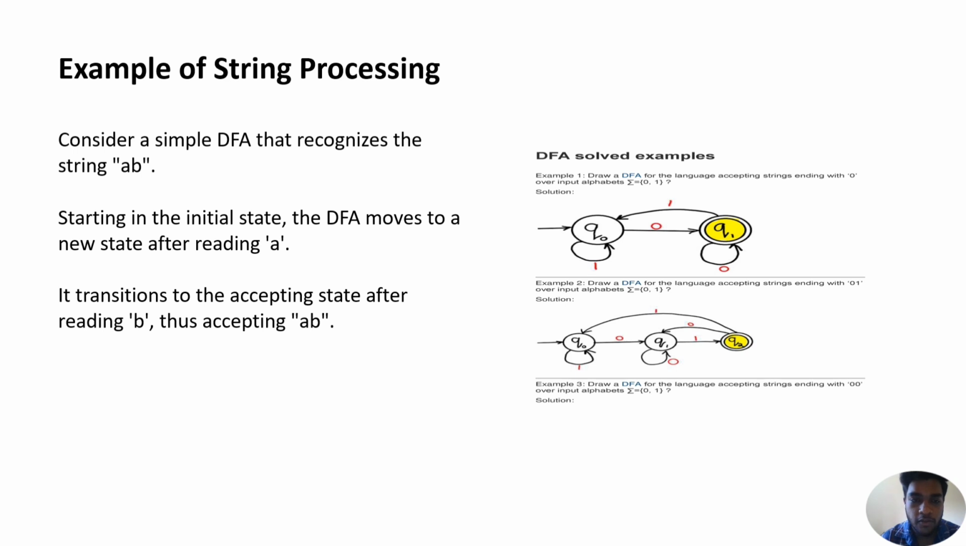Example of string processing. Consider a simple DFA that recognizes the string AB, as in the given example on the right hand side. Starting in the initial state, the DFA moves to a new state after reading A. It transitions to the accepting state after reading B, thus accepting AB.